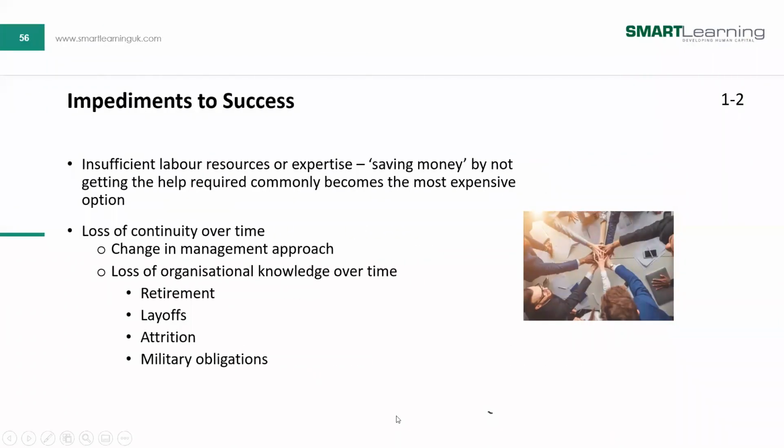It can also, like I said, be resources or expertise. We need people to be trained, and business drags its feet. They don't want to pay for the staff you're asking for, or they don't want to send you on the training that you need. I also talked about a loss of continuity over time.